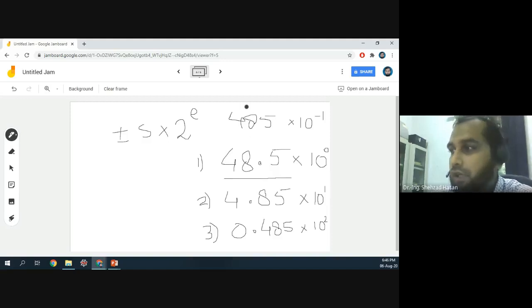Okay. So if I ask you which of these is going to be the correct one, which of them is actually going to store 48.5, what would your answer be? You are going to be confused. There is no difference between all of them. All of them are the same thing. So we have to agree that a number should be represented in just one way.